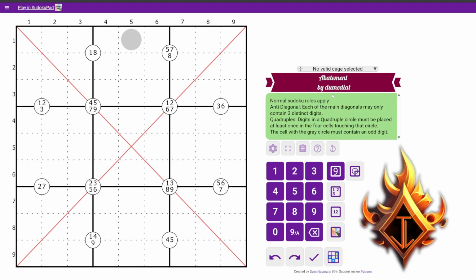called Abatement. And the rules are normal Sudoku rules, that's 1 to 9 in every column, row, and 3 by 3. Anti-diagonal, each of the main diagonals may only contain 3 distinct digits. Quadruples are digits in a quadruple circle, must be placed at least once in the 4 cells touching that circle. The cell with the gray circle must contain an odd.